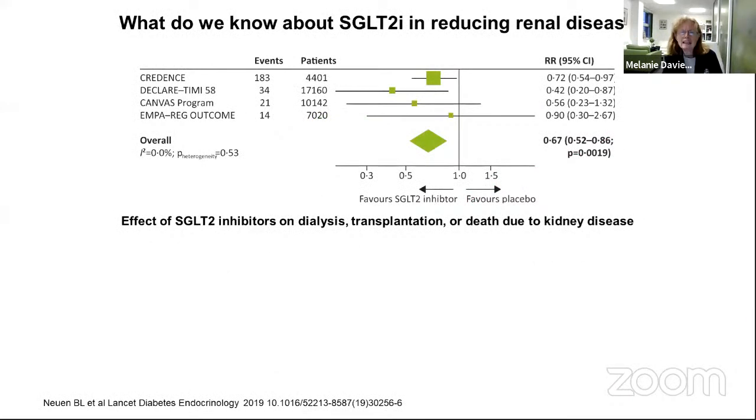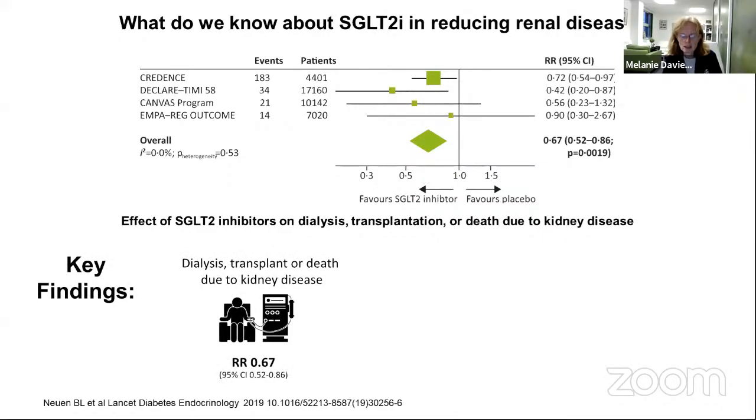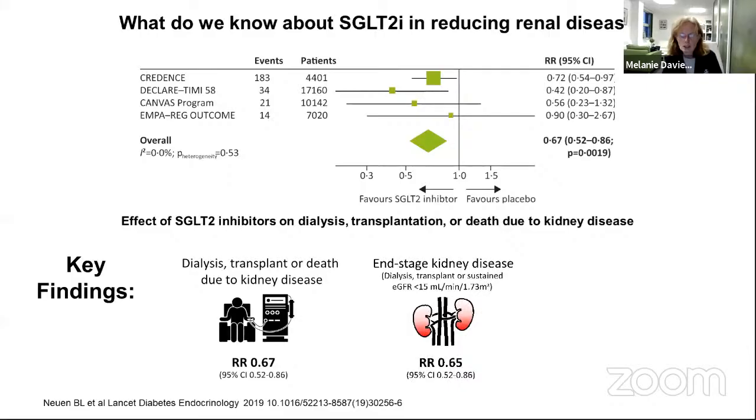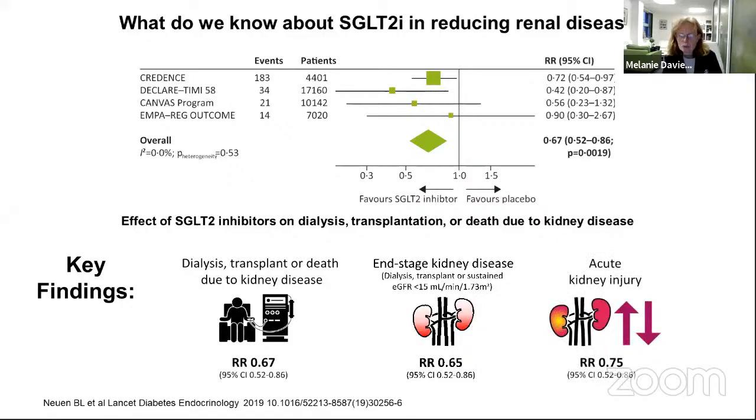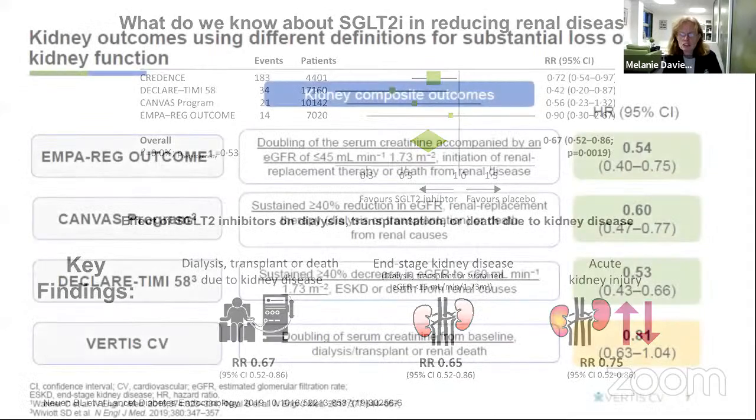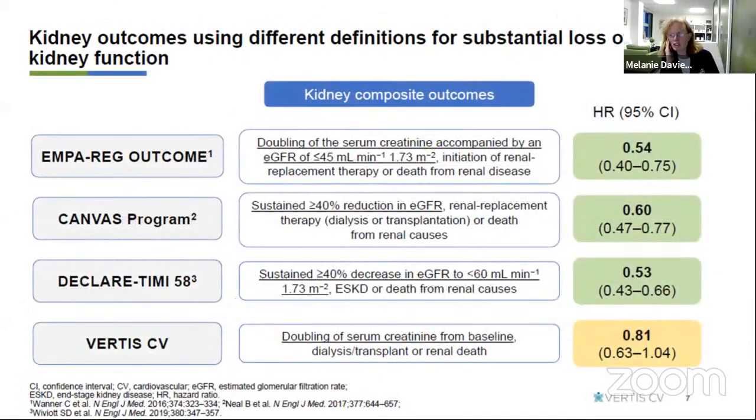In terms of chronic kidney disease, this shows the data before the ertapagliflozin study. But here we see across the class a meta-analysis that shows reduction in hard renal endpoints. So a 33% reduction in dialysis, transplantation, or end-stage renal disease, a 25% reduction in end-stage kidney disease, and a 25% reduction in acute kidney injury. So really pretty good data with the SGLT2s.